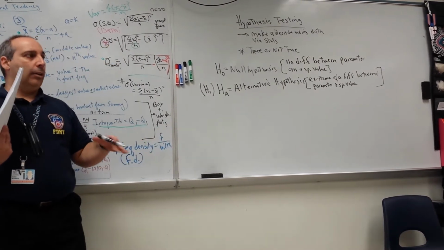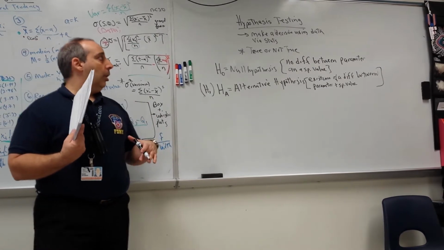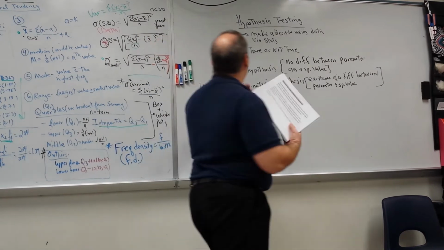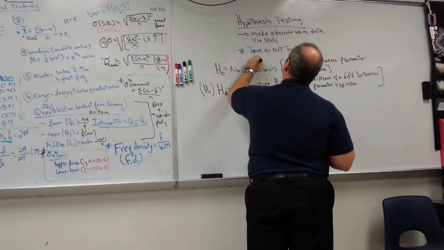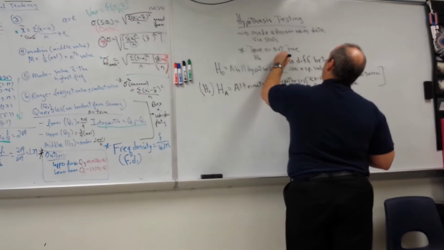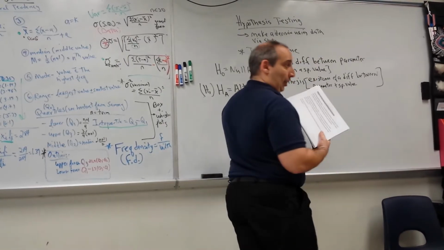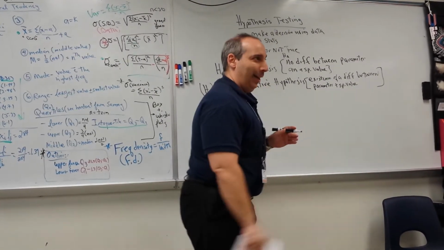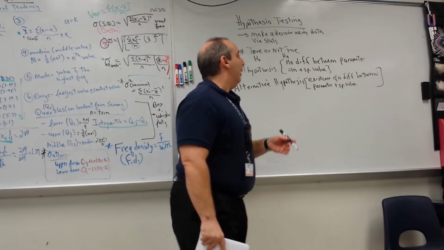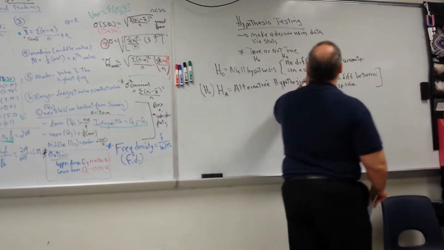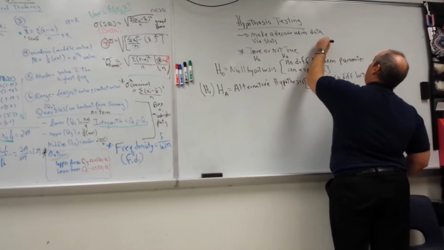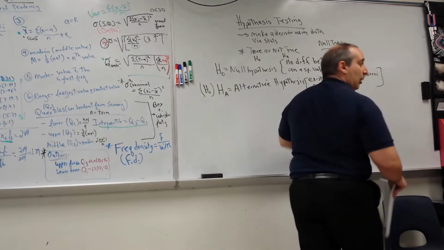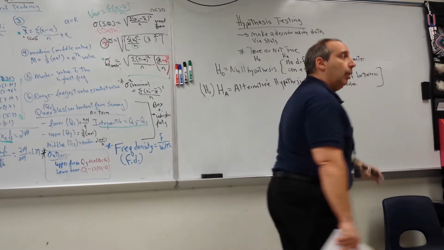You're trying to prove things that are true or not true. Sometimes, instead of saying true or not true, when it comes to H sub O, that's the true guy, right? If it's not true, it's H sub A. So if the null hypothesis is correct, let's say the null is true, and I'd like you to write that as well.